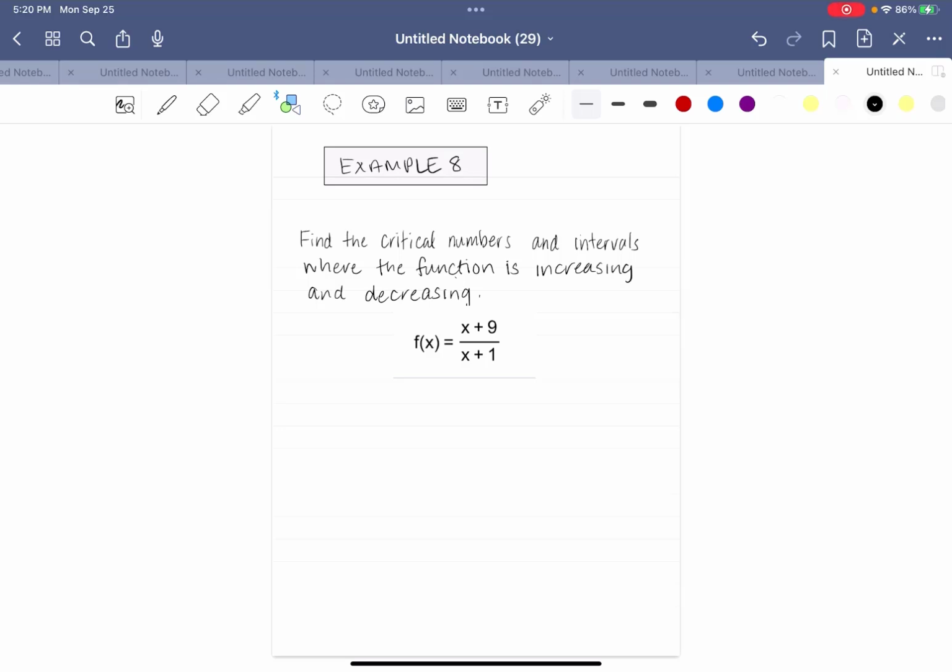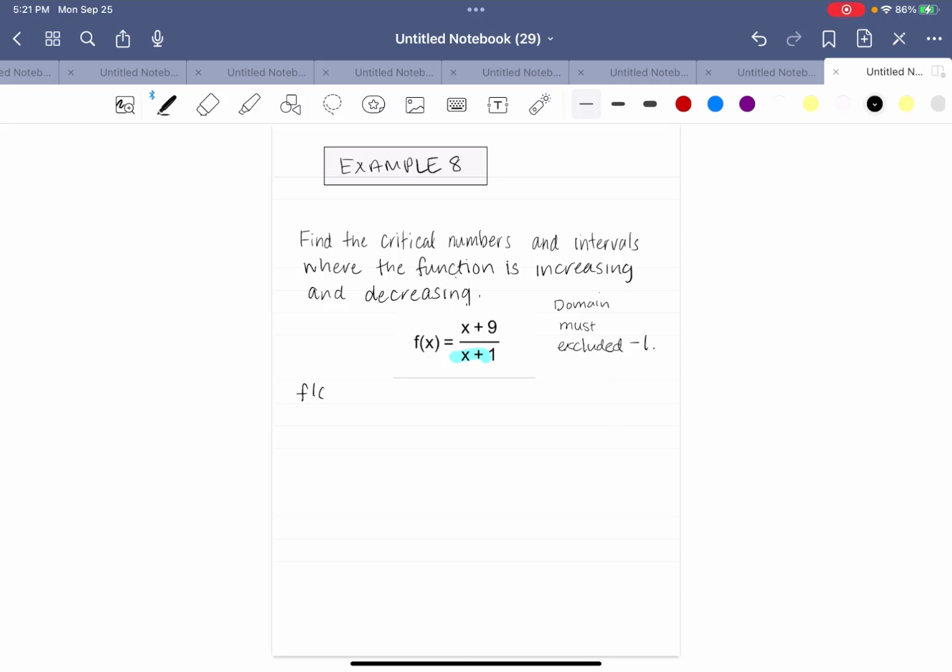Example 8. Find the critical numbers and intervals where the function is increasing and decreasing. So in this case, we have a function that has a domain restriction. The domain must exclude -1, because -1 would make a zero denominator. We must keep that in mind when we start naming our critical numbers.